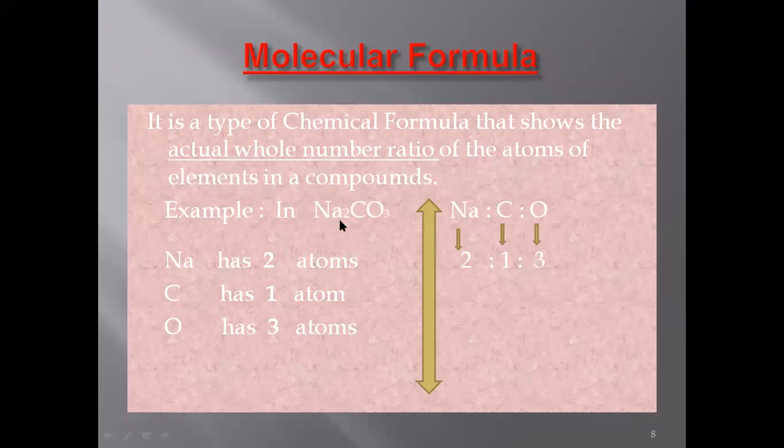For example, if we have the compound sodium carbonate, it has the formula Na2CO3. When we look at this formula, sodium carbonate contains sodium, carbon, and oxygen. These elements have a number of atoms: sodium has two atoms, carbon has one atom, and oxygen has three atoms. So the actual number of atoms found in this compound is in a 2:1:3 ratio. This is the combining actual whole number ratio of the atoms of sodium, carbon, and oxygen in this molecular formula.